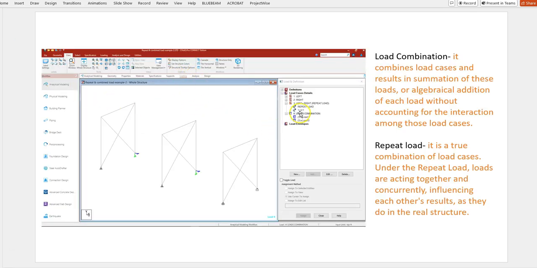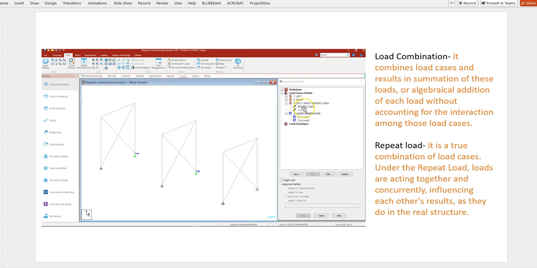In the STAAD loading section, everyone knows the load combination here, which combines primary loads and provides the result of a summation of these loads. However, it's merely a simple addition of each load case without accounting for the interaction among these load cases. Consequently, in some situations, the load combination result could be so wrong or unsafe that we must use repeat load to get an accurate result.